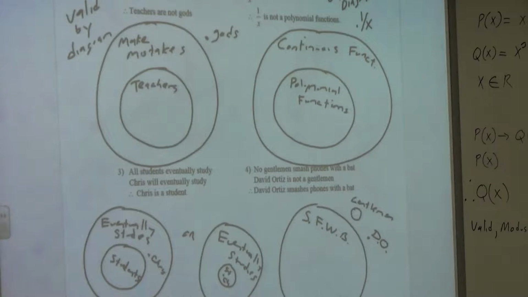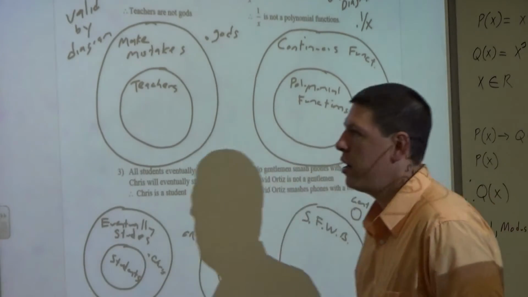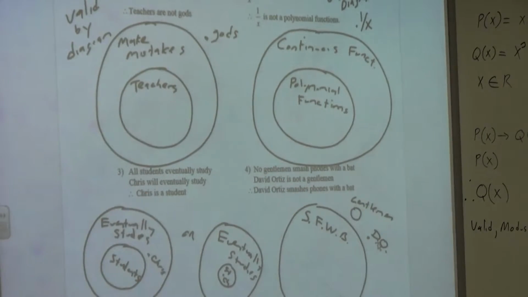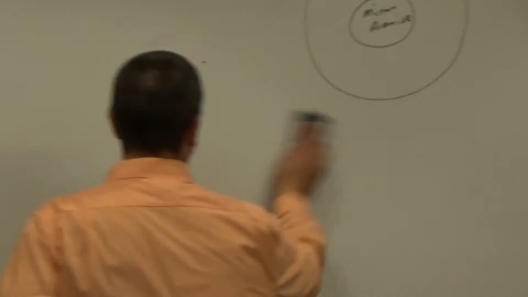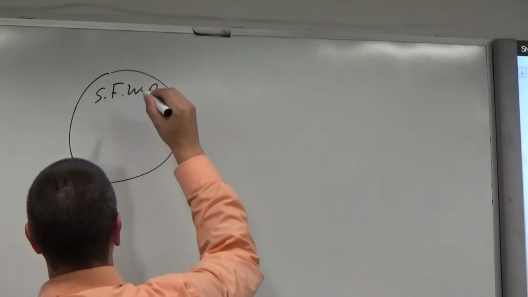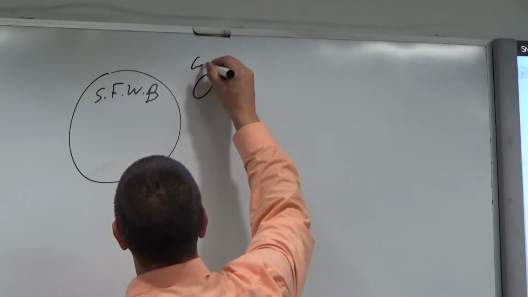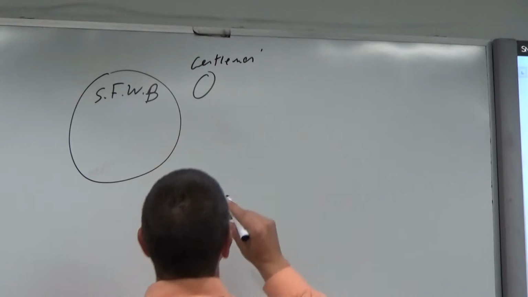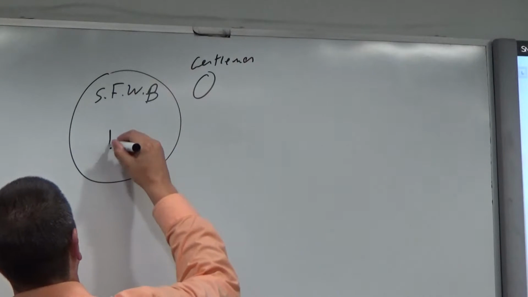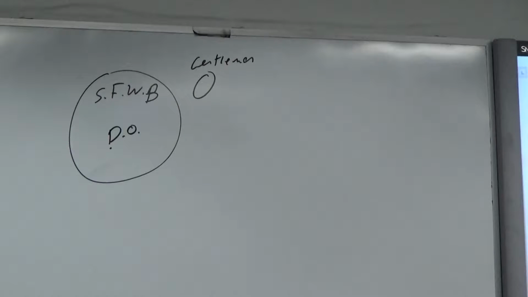Let me draw another one over here. Sorry about that, guys. Give myself a little bit of room to construct this. There's actually going to be two diagrams. So, now we still have our smashes phones with bats. And then we have our gentlemen. But isn't it true, guys, that Ortiz could go in the category of smashes phones with bats?